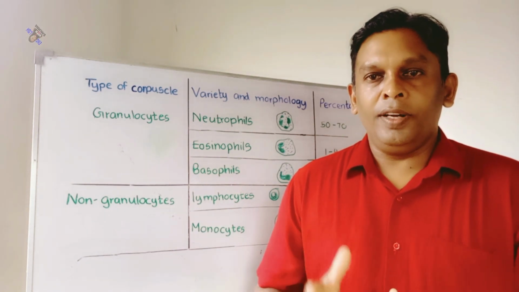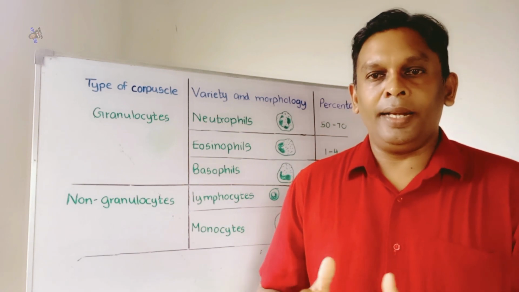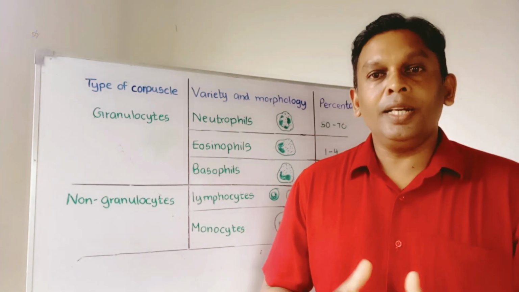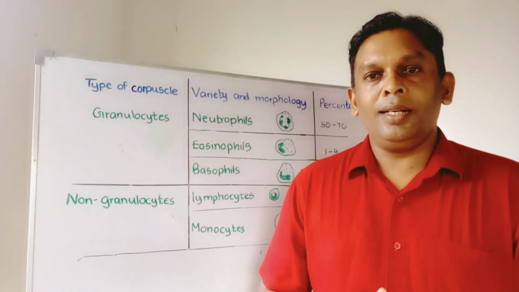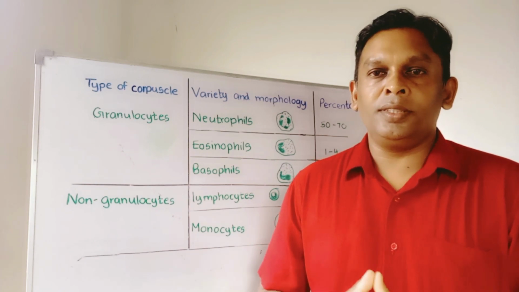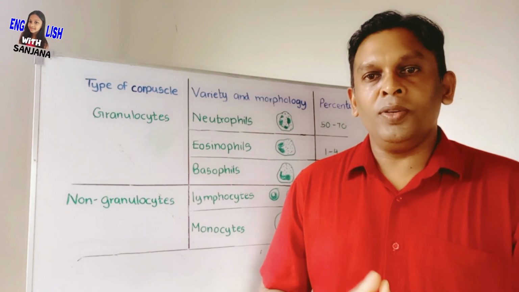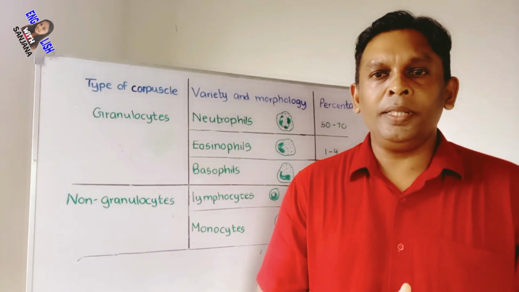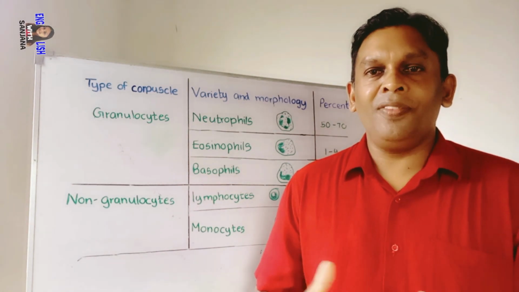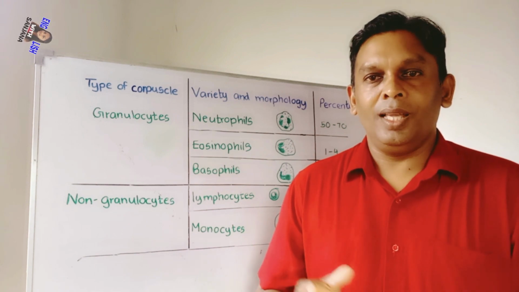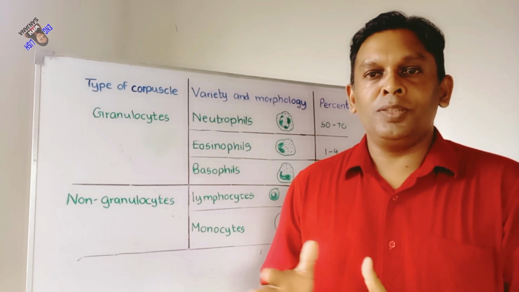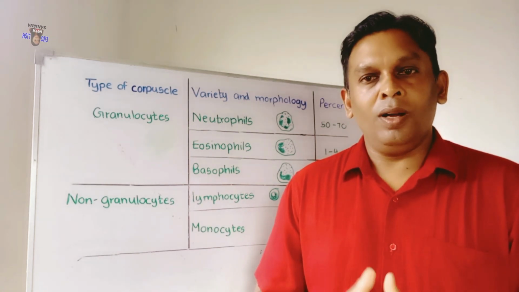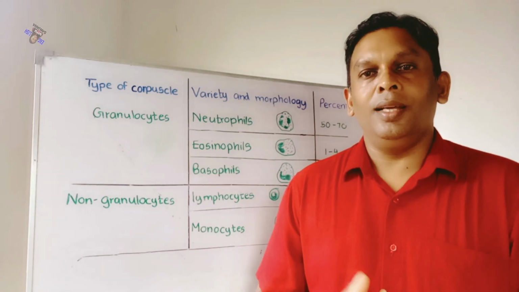White blood cells can further be divided into two main categories: granulocytes and non-granulocytes. The difference between these two is that in granulocytes there are granules in the cytoplasm and in non-granulocytes there are no granules in the cytoplasm. Actually, what's the difference between RBC and WBC? The basic difference is that RBC is smaller in size than WBC. All white blood cells are larger in size than the red blood cells.